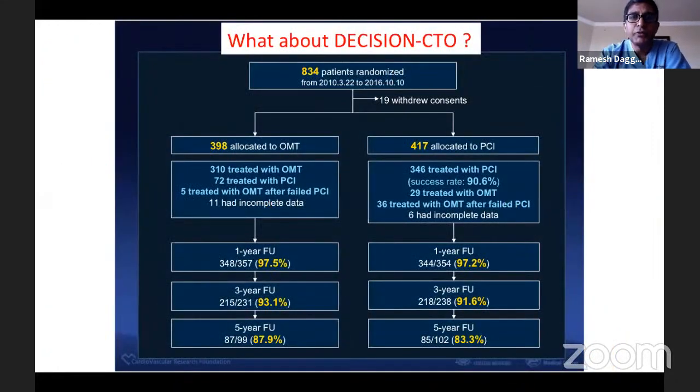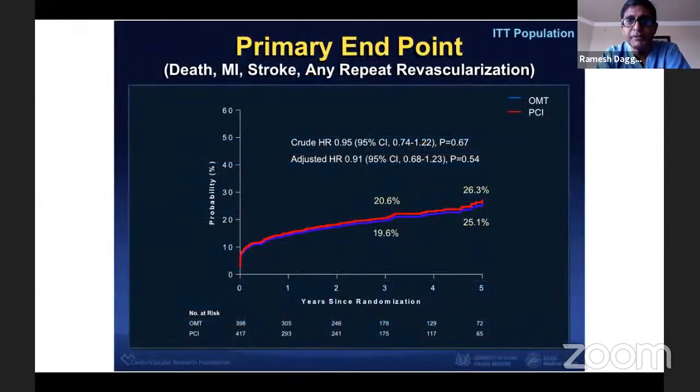So let's talk about DECISION-CTO. 834 patients were enrolled. It was actually meant to enroll nearly 1,200 patients, and 398 were allocated to optimal medical therapy and 417 to PCI. It should have been 600 each, but enrollment was slow, and the trial was stopped early because of low enrollment. But 1 year follow-up is about 98%, and 5 year follow-up is above 80%.